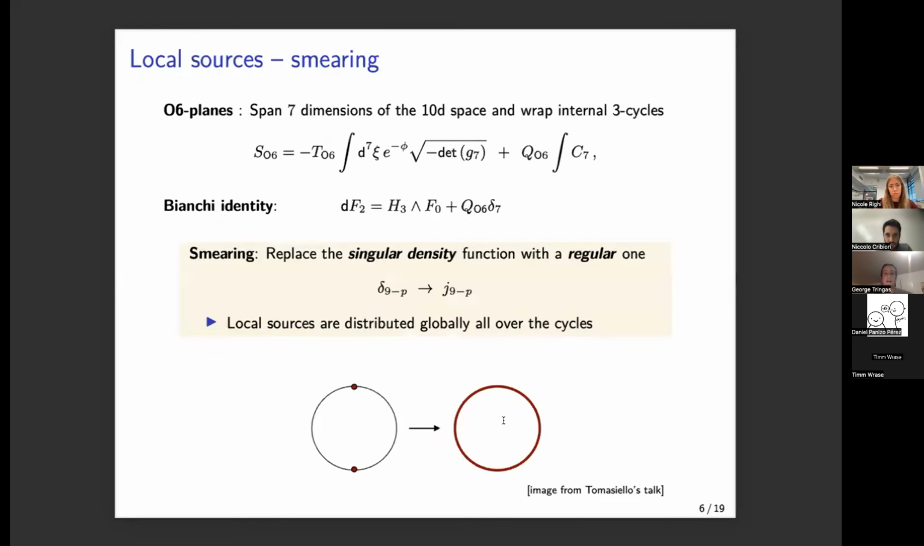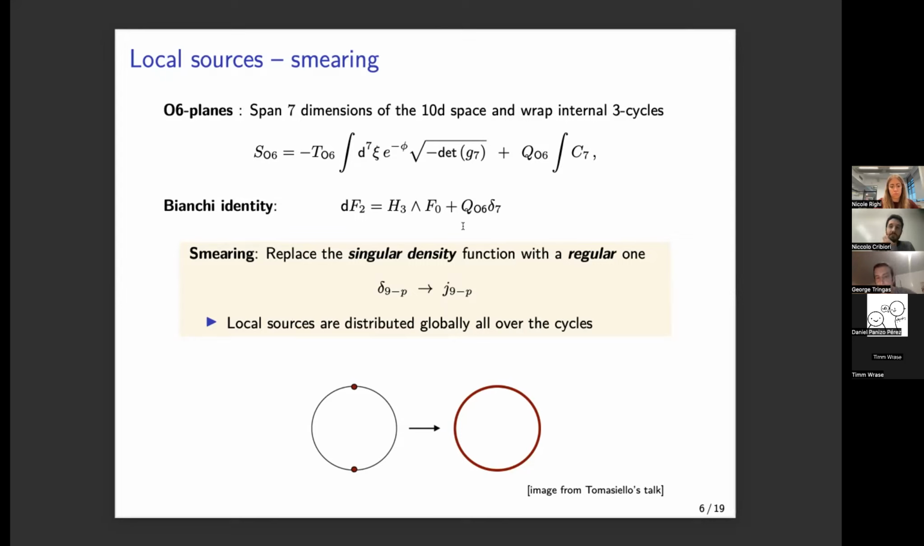Let's see, what do we mean by smearing approximation? In string theory, we have objects that fill some directions of the 10D space and are localized in the rest of the directions. The localization is described by singular functions, by delta functions actually. If you take, for example, the action of an O6 plane and embed it in the 10D space, you need a function in order to describe it. The same happens when you derive the equations of motion, the so-called Bianchi identities. There are delta functions that appear.